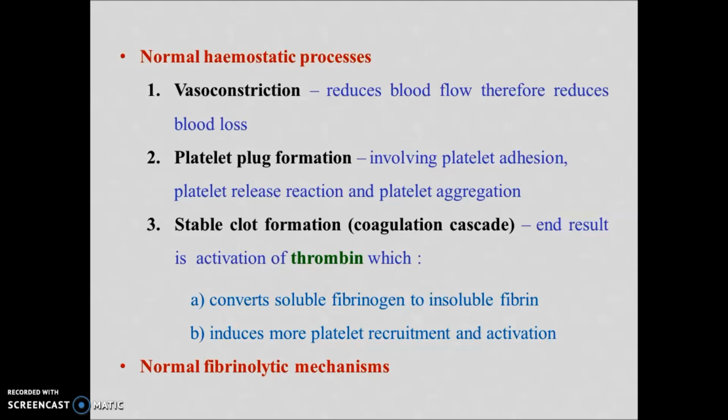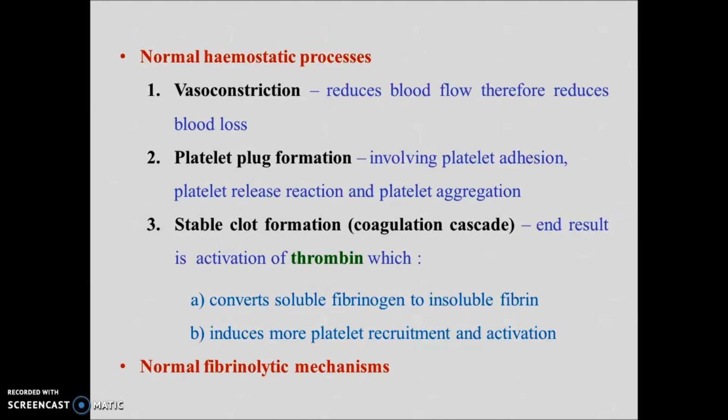After that, we require something stable so as not to allow the bleeding to occur. For that, clot formation takes place. Remember, the important step in clot formation, in the intrinsic, extrinsic and common pathway, is the activation of thrombin, because that will convert fibrinogen into fibrin, and fibrin is known as the stable clot, a very important MCQ. Dear friends, in this way the bleeding will stop in your body.